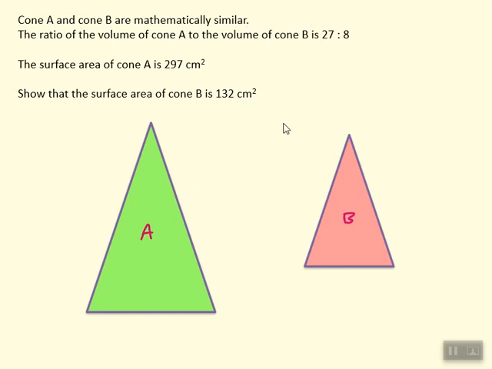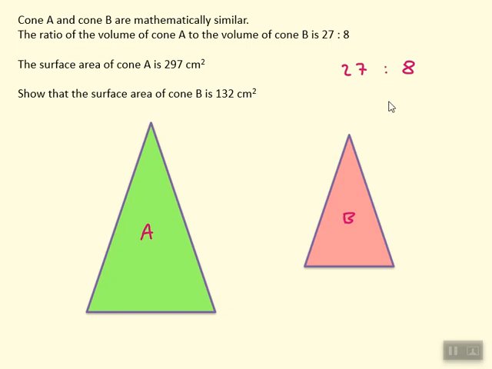Okay, so this is the worked solutions. I'm going to start with this 27 to 8. Now that's the ratio of the volumes. We don't actually know what the volumes are, but it doesn't really matter, because remember how ratios work? They are connected to fractions, aren't they?